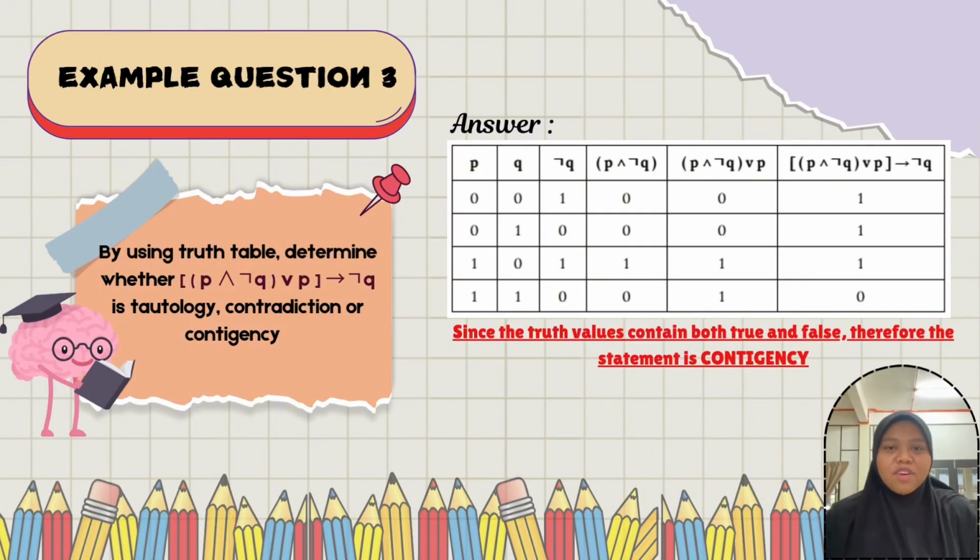Now, let's move on to example question 3. The question is, by using a truth table, determine whether P and not Q or P implies not Q is a tautology, contradiction or contingency. So, the truth values of this statement are 1, 1, 1, 0. Since the truth values contain both true and false, therefore the statement is a contingency. And this is how we find the answer.